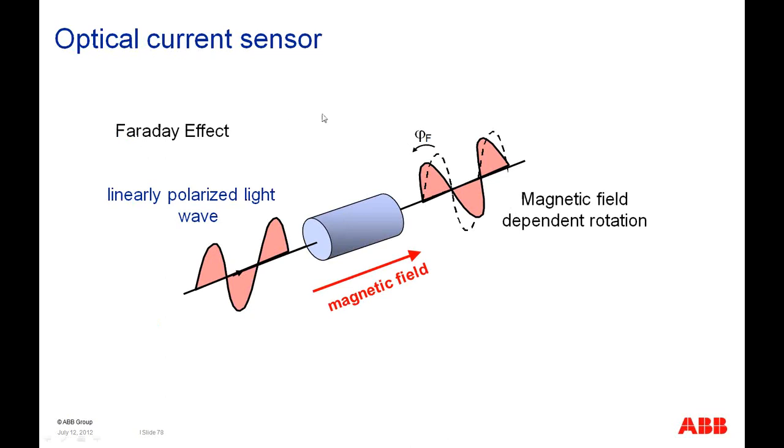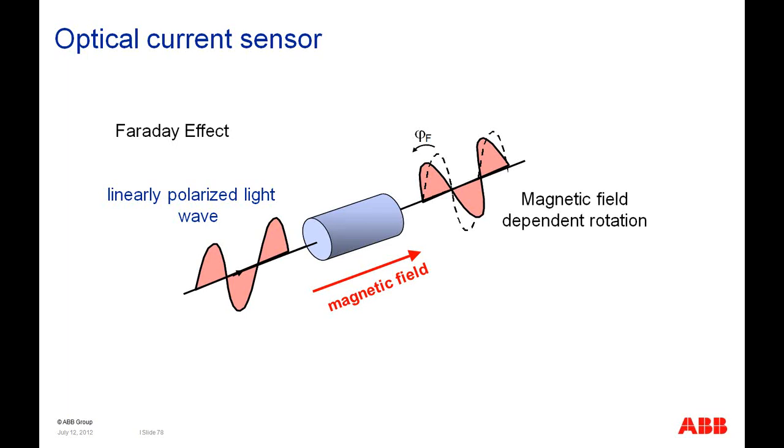The next thing to look at is something that's been around for quite some time, optical current transformers. The optical current transformer relies on a thing called the Faraday effect. The Faraday effect says that if I have polarized light, the polarized light will be shifted when exposed to a magnetic field. And the amount that the light is shifted is directly proportional to how strong the magnetic field is, i.e. how much current you have flowing through the primary conductor.